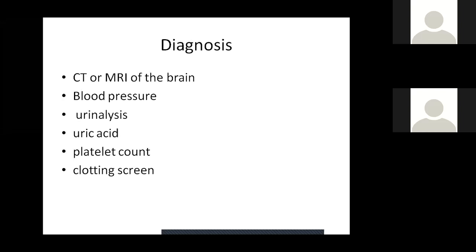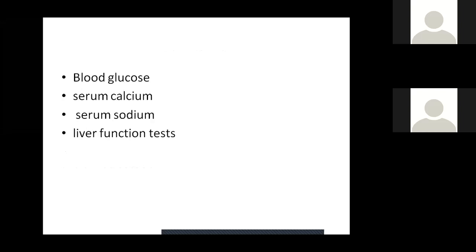Then urine analysis, especially to look for proteins, uric acid, platelet count, clotting screen, and blood glucose level to rule out hypoglycemia, serum calcium for hypocalcemia, serum sodium for hyponatremia, and liver function test.